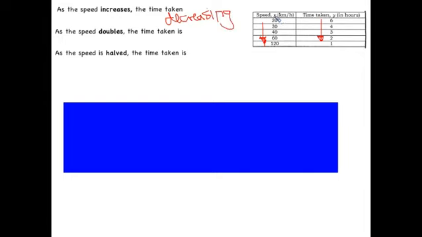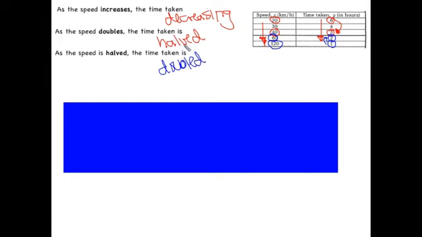So if we double our speed, if we go from 20 kilometers per hour to 40 kilometers per hour, what's happening to the time? Well, it looks like our time is being cut in half. Now, in the other direction, what if our speed is halved? If we go from, I don't know, 120 to 60, cutting that in half, it looks like our time is actually doubled. So very different from what we had in the other scenario.